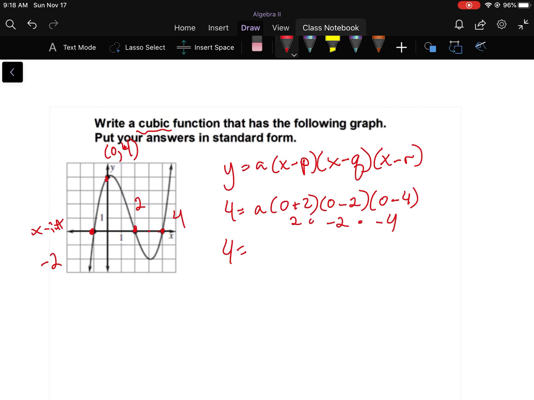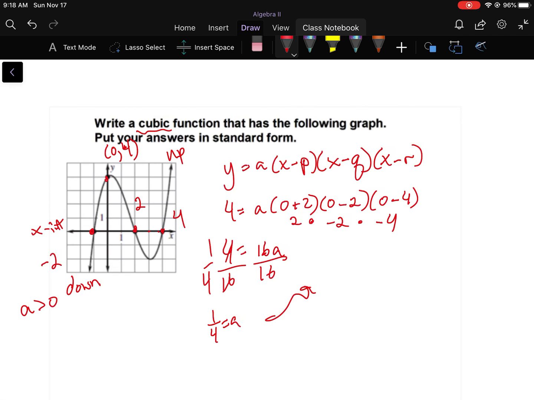I think the biggest issue I ever see is those 3 need to get multiplied, and they're going to give you a positive 16a. Again, my end behavior is down on the left side, up on the right side. I know that my a has got to be bigger than 0, and when I get this, I have a fraction of 1/4. Yeah, good. That's what it should be.